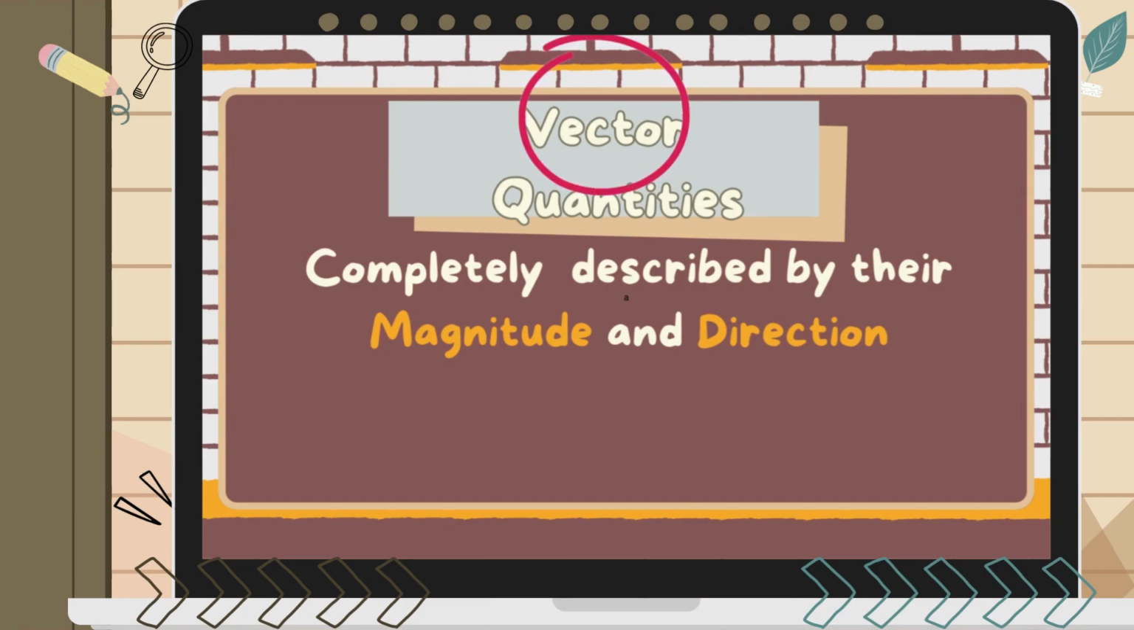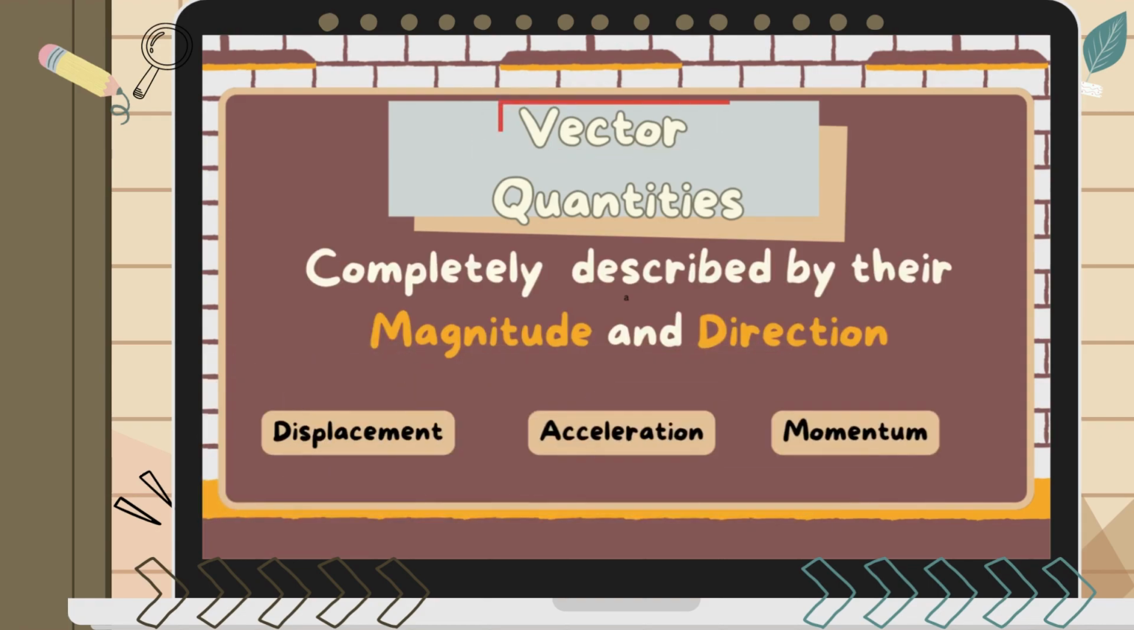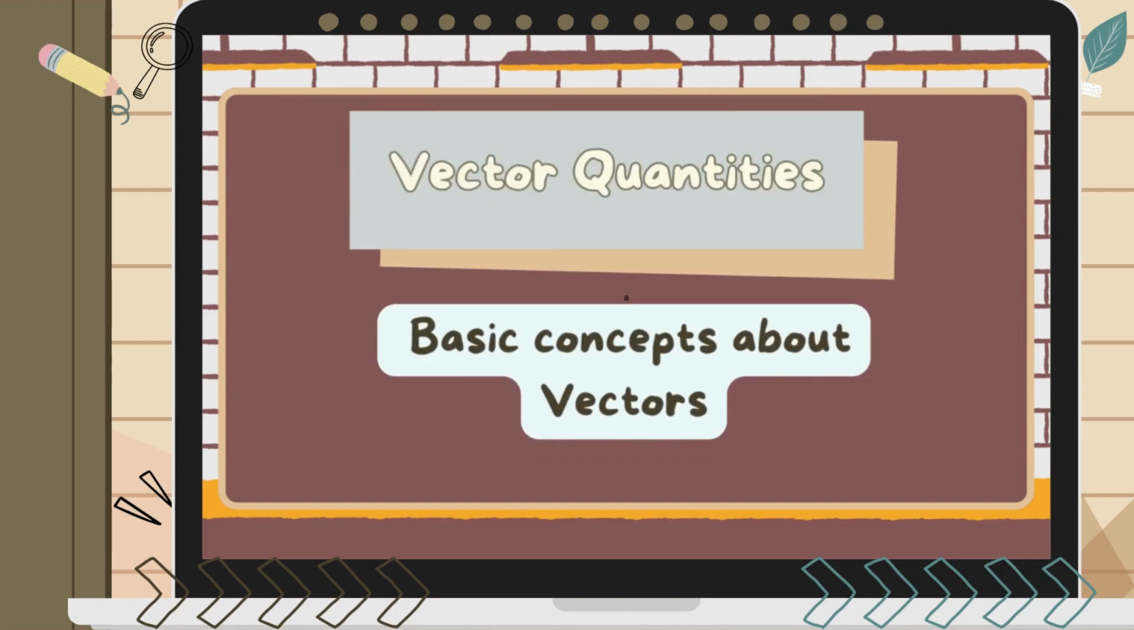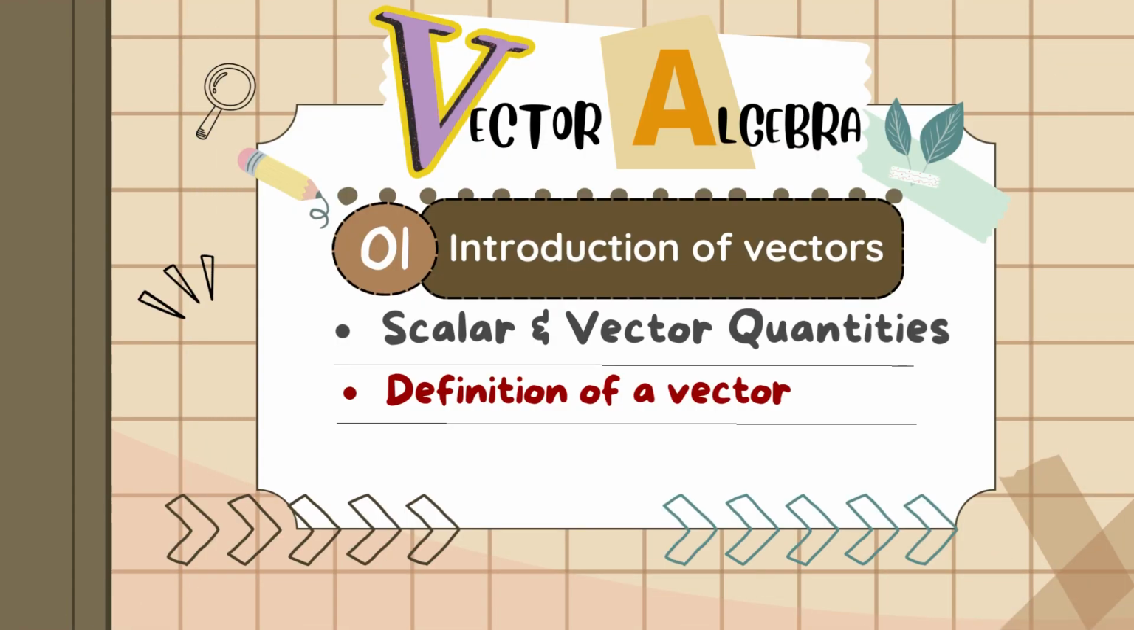In mathematics and physics, you will encounter many vector quantities like this. Some more examples of vector quantities are displacement, acceleration, momentum, and so on. In this video and the upcoming ones, we will understand mathematically what vector quantities are. We continue with the second part, the definition of a vector.